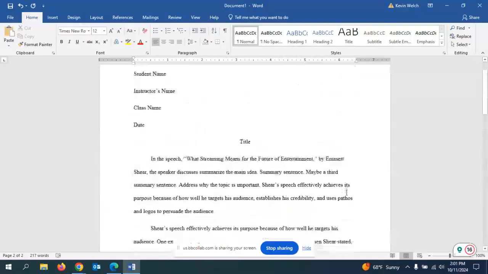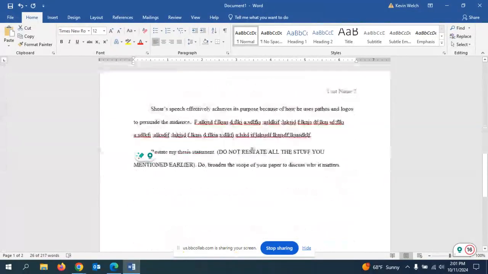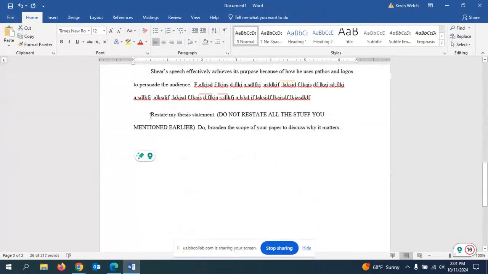Okay, the introduction starts very broadly about here's the speech that I read, and here's what it's about. And here, then in the thesis statement, it gets more focused. Here's the specific stuff I'm going to talk about. But your conclusion says, here's the specific stuff I talked about. Here's why it matters to you, to me, and to everyone.